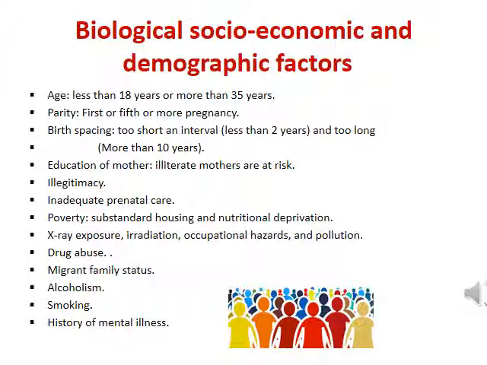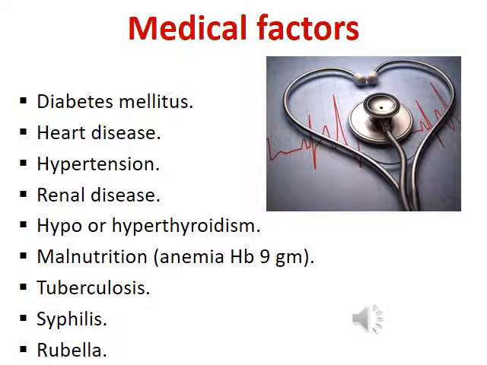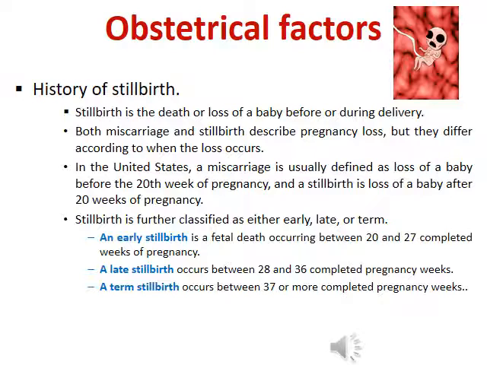Illegitimacy, inadequate prenatal care, poverty, substandard housing and nutritional deprivation, X-ray exposure, irradiation, occupational hazards and pollution, drug abuse, migrant family status, alcoholism, smoking, history of mental illness. Medical factors: diabetes mellitus, heart disease, hypertension, renal disease, hypo or hyperthyroidism, malnutrition, anemia, hemoglobin 9 mg, tuberculosis, syphilis, and rubella. Obstetrical factors: history of stillbirth.